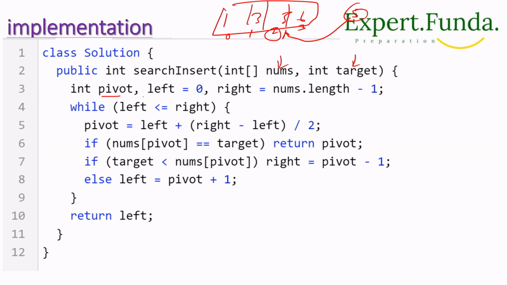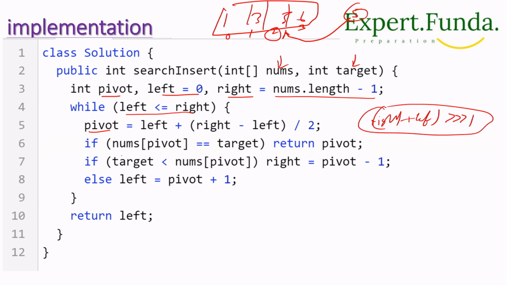So we'll take a pivot, left at 0, and right is nums length minus 1. Then we check while left is less than or equal to right, meaning both are at the same position; when left becomes greater than right, we stop. We'll find our pivot as left plus right with the shift operator 1. You can use that here also.